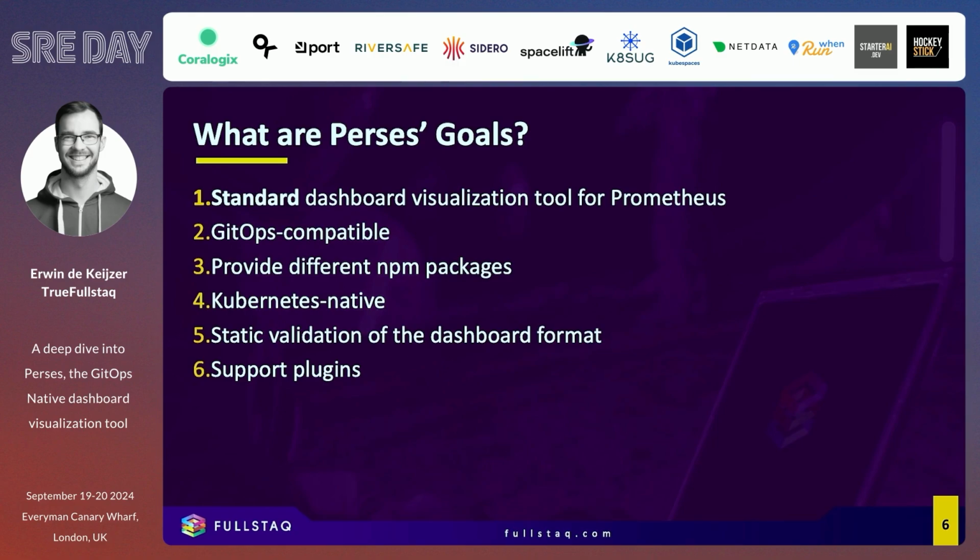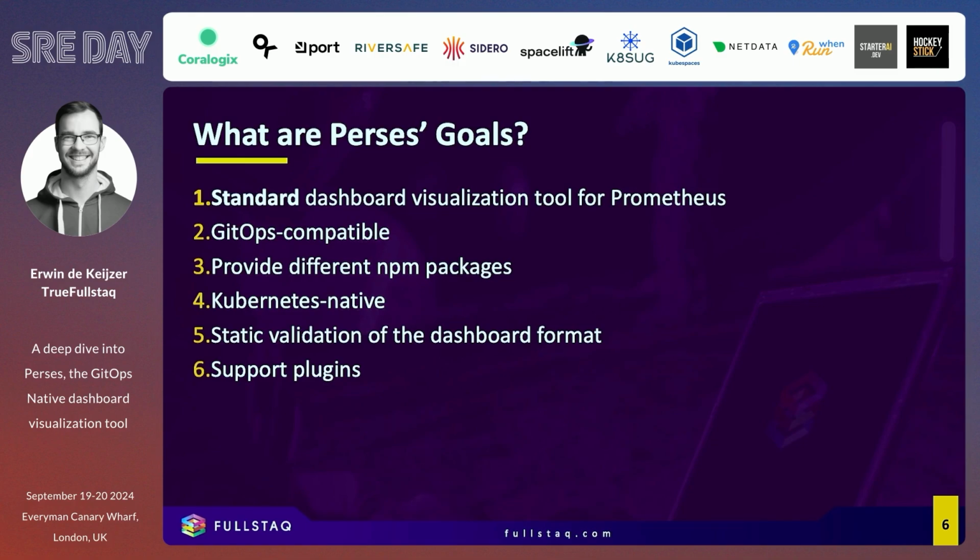Provide different NPM packages, which means that their work in visualization is open sourced and can be easily adapted in other projects. So it might come to the point that even Prometheus will use the visualizations from Percys. Kubernetes native, which is very interesting. If you think about how you deploy everything around observability, you usually deploy it into Kubernetes and then you add service monitors. And how nice would it be if you can also deploy your dashboards in the same way?